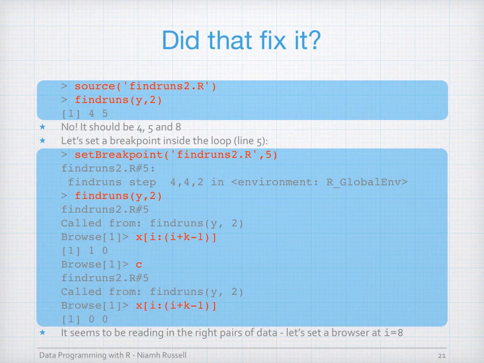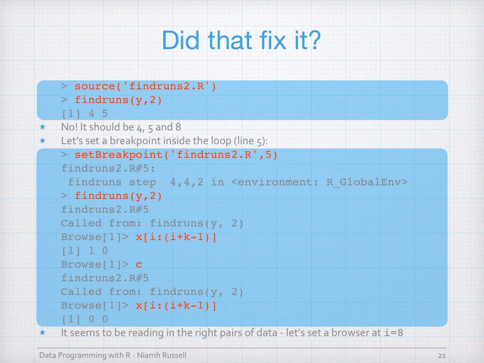So bear in mind that this is also in the screencast, so you'll get more detail about what we're doing in that. But in order to keep practicing using our new debugging functions, we're going to use a different function now called set breakpoint. So we're going to use the set breakpoint function on our new version of the code, which is in findruns2.R. And what we want to do is set a breakpoint at line 5. So our second argument here is going to be 5.